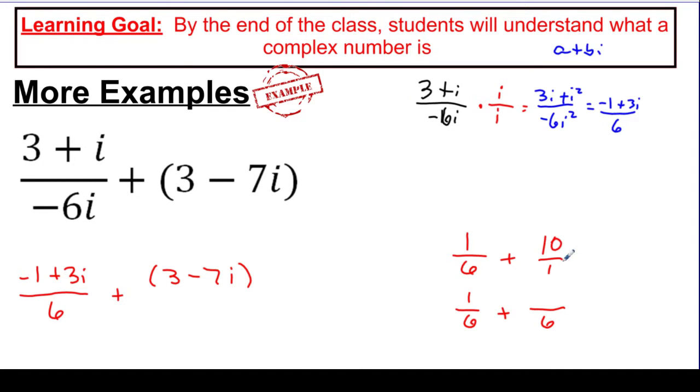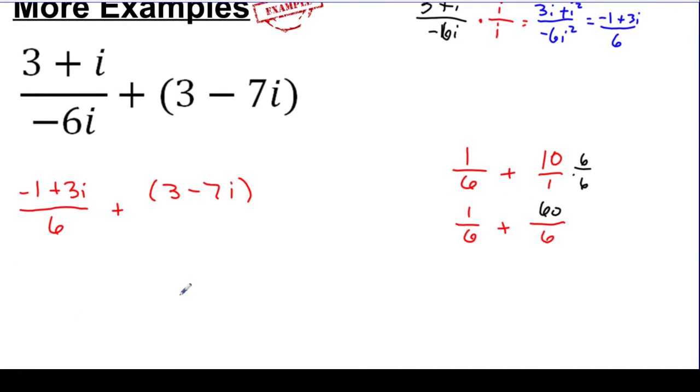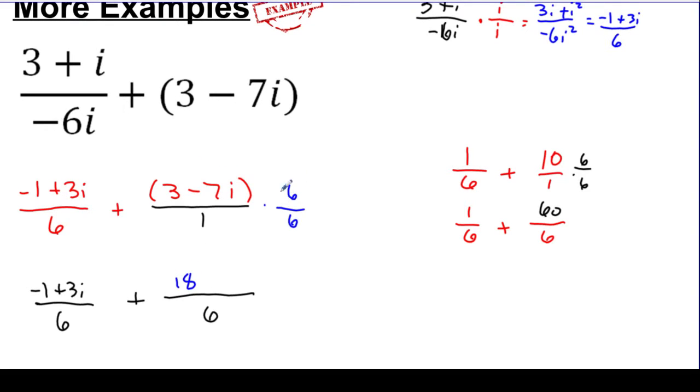I'd have to say, okay, well, I need to multiply the bottom by 6 to get that, which means I need to multiply the top by 6 and turn it into 60 over 6. And now I can put these together. That's the exact same situation that we have here. I have a fraction over 6, and I have something that is not a fraction, like our 10 was. So I want the second fraction to be over 6 so that I can add it with the fraction that I already have. If this was over 1, I'm going to multiply the bottom by 6 so I can get that denominator of 6, which means I also need to multiply the top by 6. So I'm going to take 6 times the 3, that's 18, and 6 times the negative 7 would be negative 42.